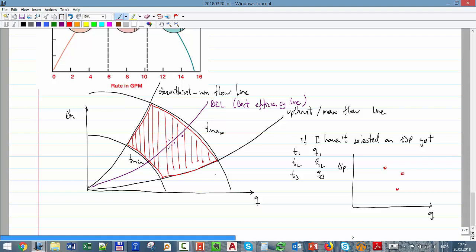Maybe I go to my catalog, and I have a pump that looks like that. Then I have another pump which looks like that. That will mean that I have to change pump from time 1 to 2. Or maybe I have a pump like that, whose operational area is big enough to cover all of my points.